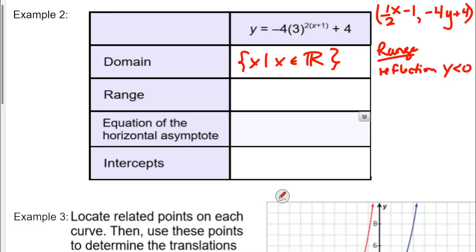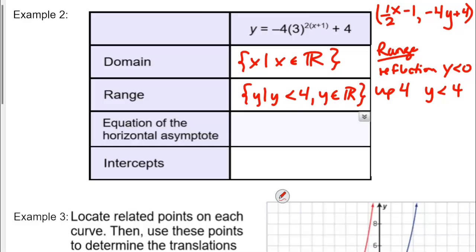If the original was y is greater than 0, when we reflect, then y will have to be less than 0. Then we see that the y-coordinate is multiplied by 4, which will still have y less than 0. And then the y-coordinate is shifted up 4. So here we have up 4. So we have our range now as y is less than 4, where y is a number of all real numbers.